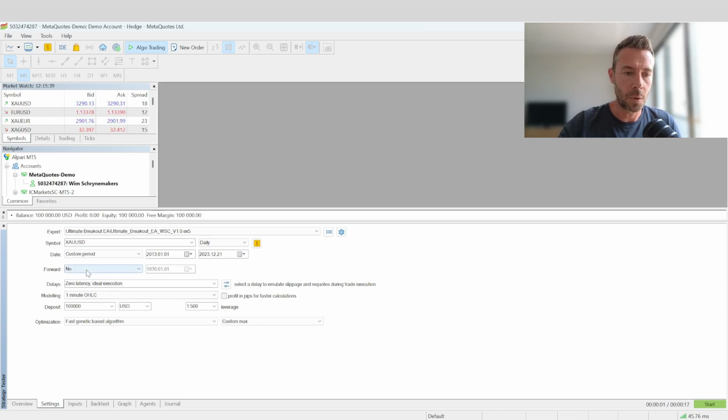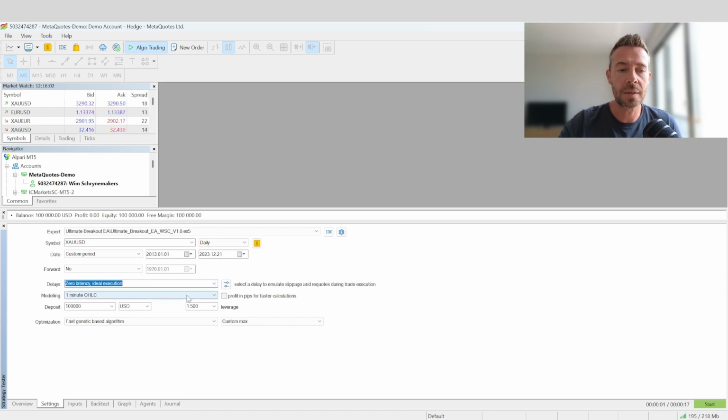Next, forward testing, no, because we're going to do it manually afterwards. Delays, we don't use those as well. I have found that using delays in a strategy like this, where we use pending orders for entry, doesn't really make it more reliable, doesn't make it better.